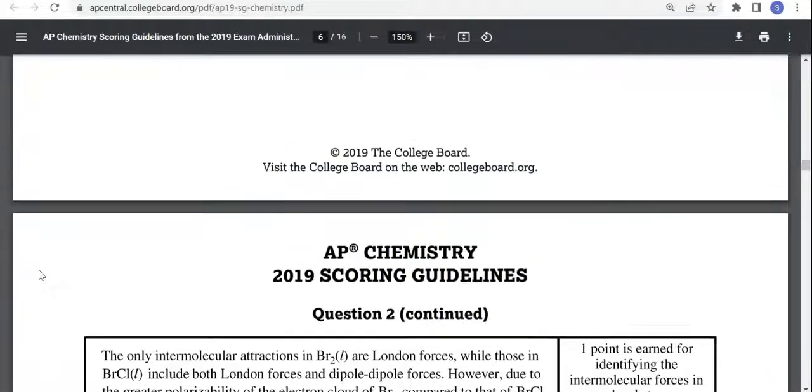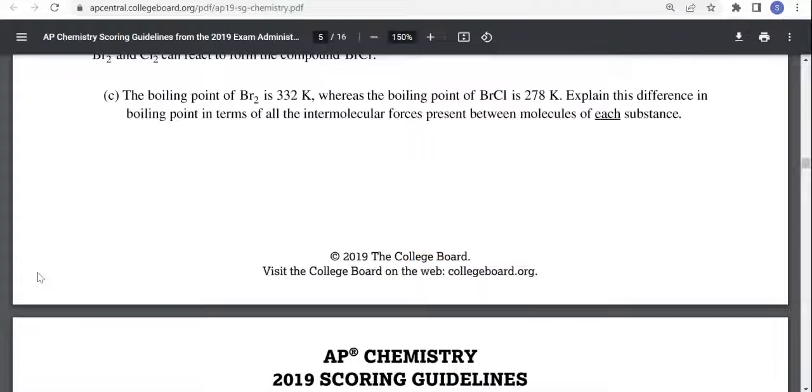Now remember I mentioned this in the other video, because this one's a little bit complicated. I don't think they would expect you to predict that Br2 has a higher boiling point than BrCl, because we have kind of competing factors here. BrCl is polar, so that would suggest BrCl has a higher boiling point, but Br2 is larger, which would suggest Br2 has a higher boiling point. So I don't think they would ask you to predict which one has a higher boiling point, but you should be able to, if you're given what their boiling points are, explain why Br2 can have a higher boiling point than BrCl, given that it does.